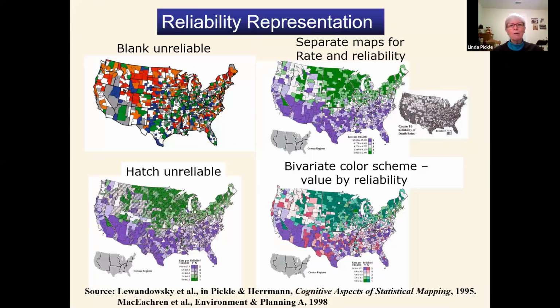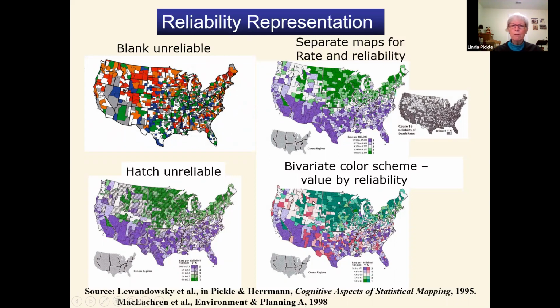So the next thing we looked at was reliability representation. We did 2 studies on this topic, and some of the test maps are shown here. You can blank the unreliable places, shown in white. You can have a separate map for rate and reliability, put them side by side. You can use a bivariate color scheme where the categorical rate color has a saturation that's diminished if it's unreliable.